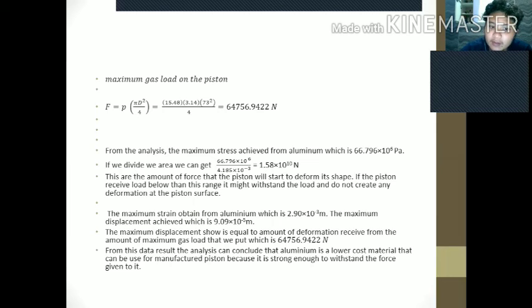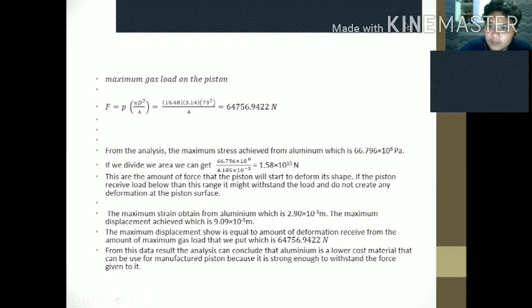at the piston surface. The maximum strain obtained from aluminium is 2.9 times 10 to the power of negative 3 meter. The maximum displacement achieved is 9.09 times 10 to the power of negative 5 meter. The maximum displacement is equal to the amount of deformation received from the maximum gas load that we put in, which is 64,756.9422 Newton. From this data and result analysis, we can conclude that aluminium is a lower cost material that can be used for manufacturing the piston because it is strong enough to withstand the force given. So that's all.